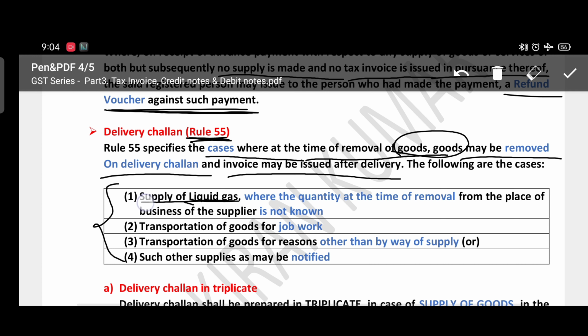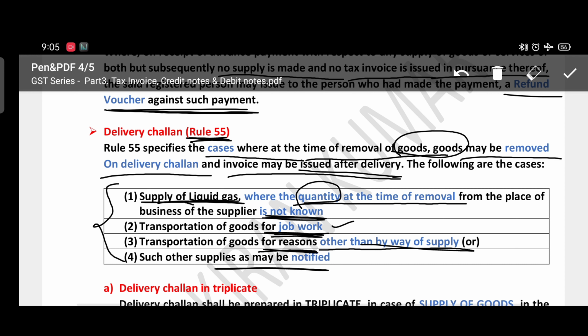Supply of liquid gas, where the quantity at the time of removal from the supplier's place of business is not known, then he has to issue a delivery challan, and the invoice may be issued after completion of the delivery. And for transportation of goods for job work, he also issues a delivery challan. Job work is a separate chapter, I will discuss it later in a separate series, so follow this series. And transportation of goods for reasons other than by way of supply, or in cases as may be notified by the GST Council or CBEC. So in these cases he has to issue a delivery challan, and he may issue the invoice subsequently after the delivery.